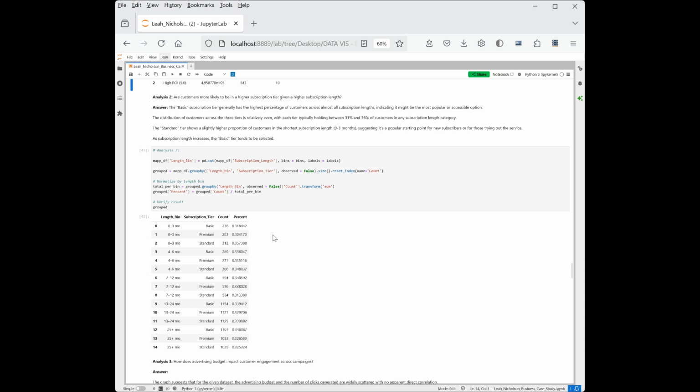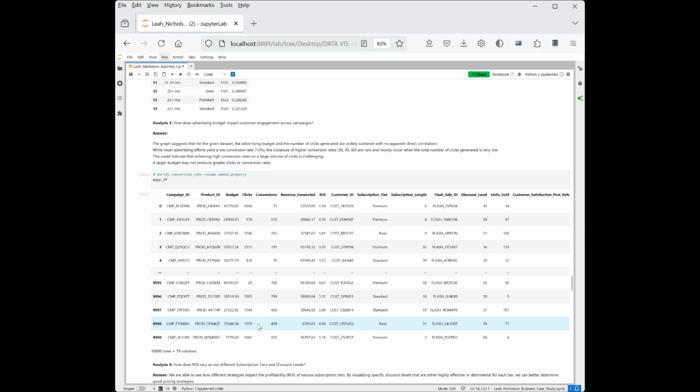And then as the subscription length increases, the basic tier tends to be the one people want to select. So it doesn't matter how long you've been with the company, you'll probably be wanting the basic subscription. And then we can see that in a visualization down below.